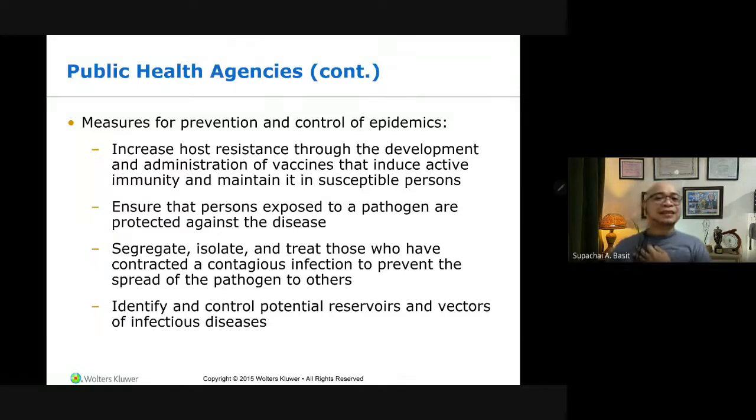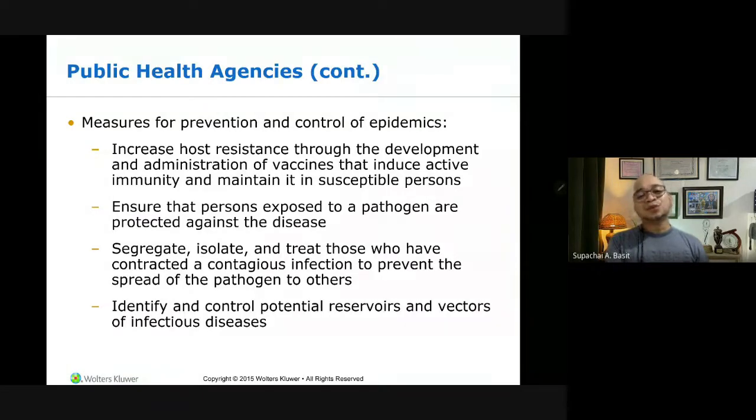Public health agencies should have measures for prevention and control of epidemics. First, increase host resistance through the development and administration of vaccines that induce active immunity and maintain it in susceptible persons. According to studies, after you have received the first and second doses for COVID-19, you need to receive the first booster, and now the DOH is even recommending the second booster shot. This ensures that persons exposed to a pathogen are protected against the disease.